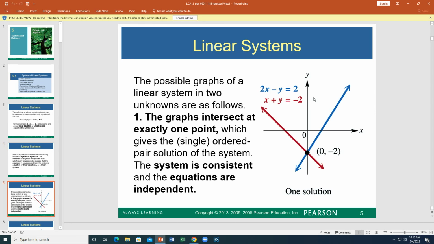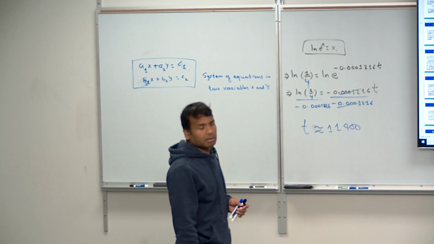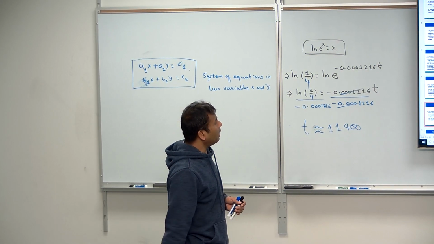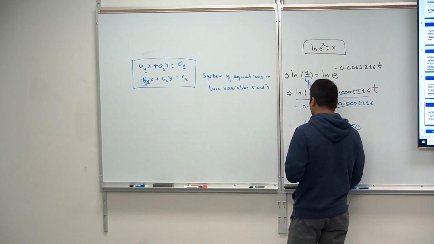And then if you have a linear system and if the graphs intersect exactly at one point, the system is called consistent and the equations are independent. You have three cases, guys. This one is consistent and independent, this is inconsistent and independent, where two lines are parallel, and this one is consistent and dependent. You see what I'm talking about, right?